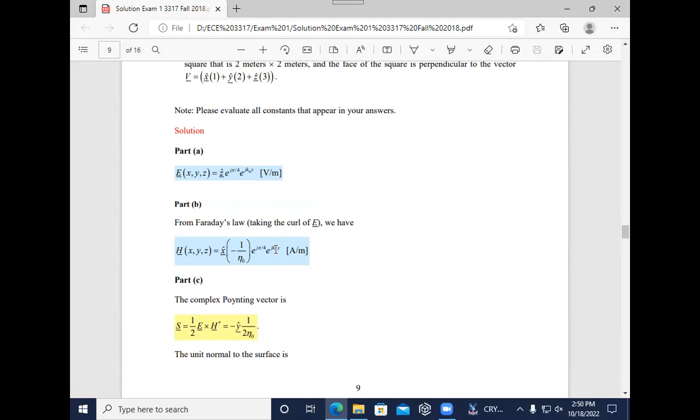Well, it's from Faraday's law. So curl of E is minus j omega mu H. We took the curl of E and we plugged it into that equation. Did you want to see it in more detail?